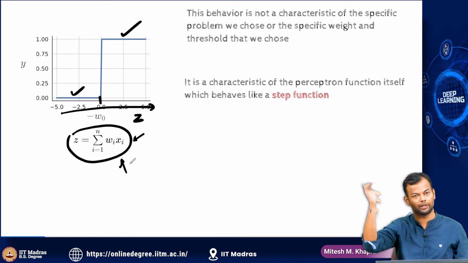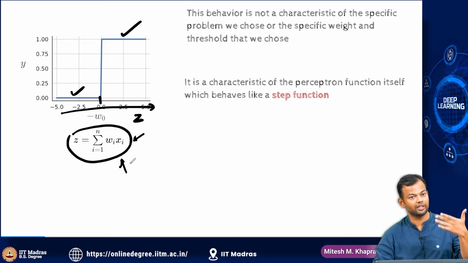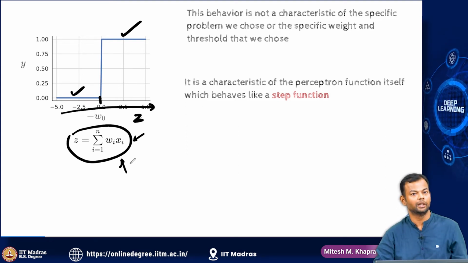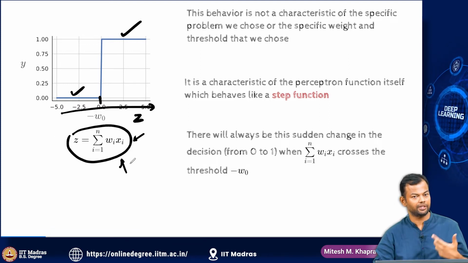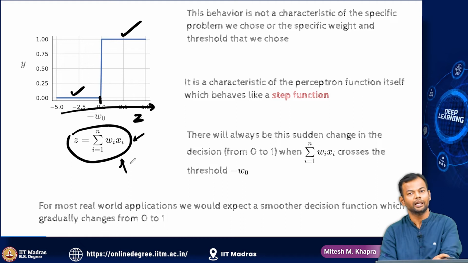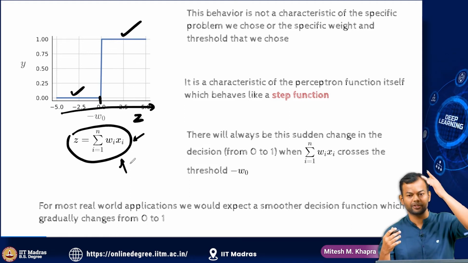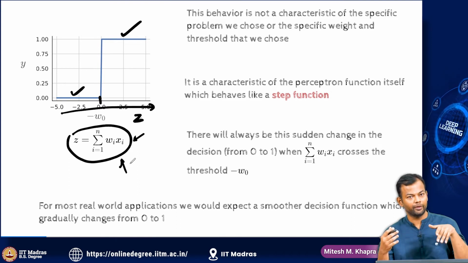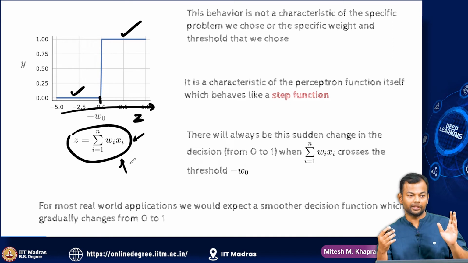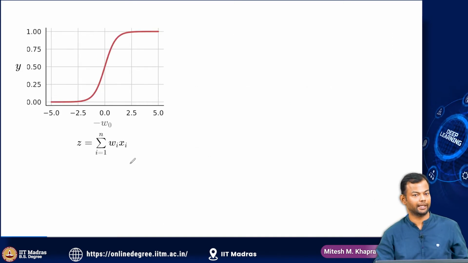What is saying that it will suddenly become 1, right? So it's the nature of the function itself. This is a step function, right? And there will always be the sudden change whenever you have a threshold function, right? And as I said, for most real world applications, we don't want this. We want the decision to be much smoother, where the difference between 0.49 and 0.51 is not yes and no, right? It should be something smoother than that, right? So let's see how we get there.